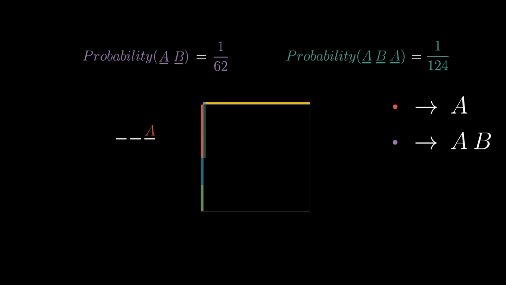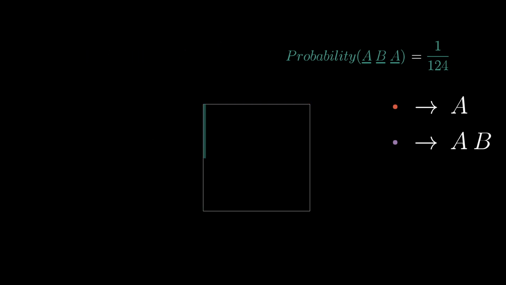1/124 is the probability of sequencing ABA, because 1/124 is the area of the green rectangle, and out of all points in the area of the square, only those in the area of the green rectangle correspond to sequencing ABA. The rest correspond to sequencing some other letters.